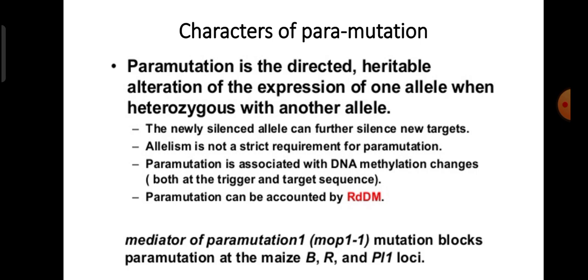Paramutation is directed and heritable, where one allele at heterozygous state affects the other allele. Here, heritability, direction, methylation, heterozygosity, allelic interaction, all these things you should remember. The newly silenced allele can further silence new targets. Allelism is not a strict requirement for paramutation.